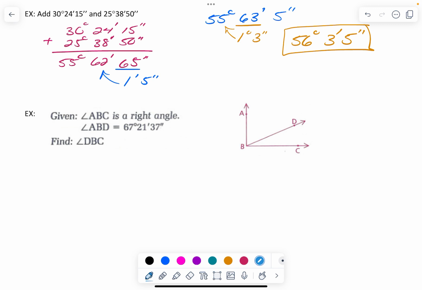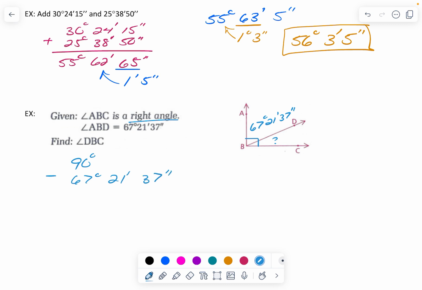For our next problem, we are given a right angle. So if you want to, you can draw that in there. ABC is a right angle. ABD is 67 degrees, 21 minutes, 37 seconds. We want to find this right here. Well, to do that, we're going to have to subtract that from 90 degrees. So we're going to have 90 degrees minus 67 degrees, 21 minutes, 37 seconds.